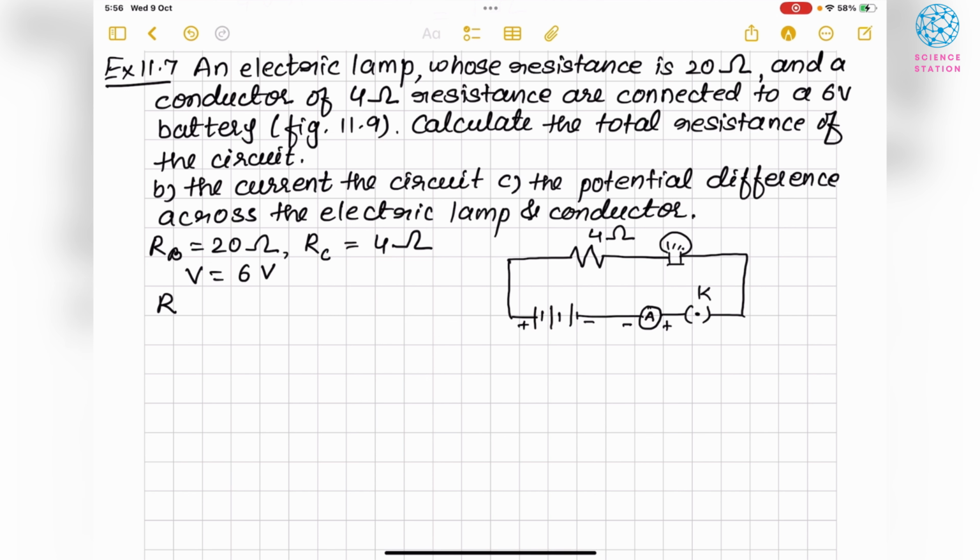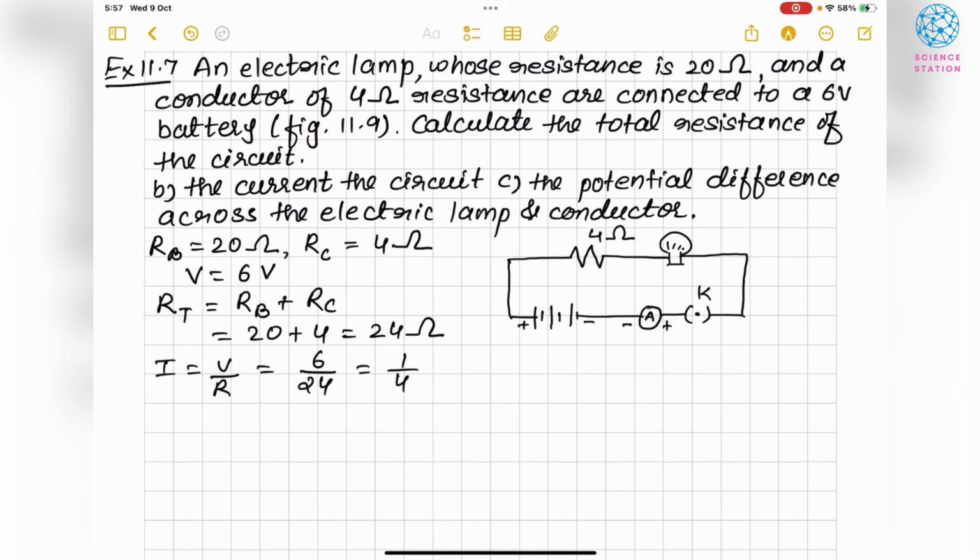So if I see they are connected in series, so RT, that is total resistance, will be RB plus RC. So that will be 20 plus 4, so that will be 24 ohm. Now I equal to V upon R. So V is 6 upon 24. So that is 1 by 4, so that will be 0.25 ampere.